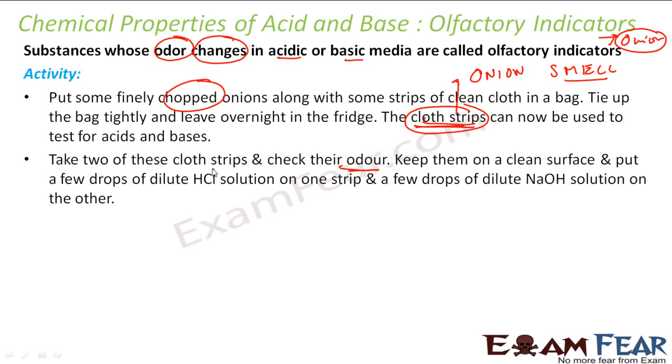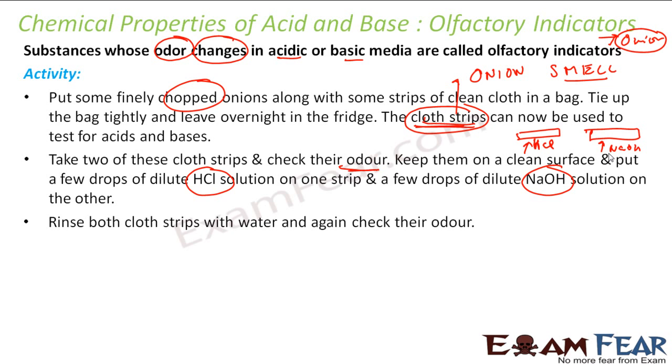Now we'll put HCl and NaOH, both in different strips. So we have two strips actually. In one we'll put HCl. In one we'll put NaOH. Using the dropper we get in chemistry labs, you can use the droppers to put this, right? Now we'll put this in the sun for some time, or we'll wash this with water and we'll check the smell.